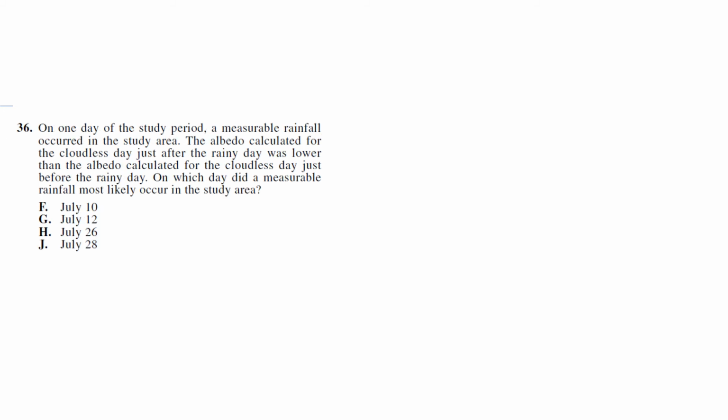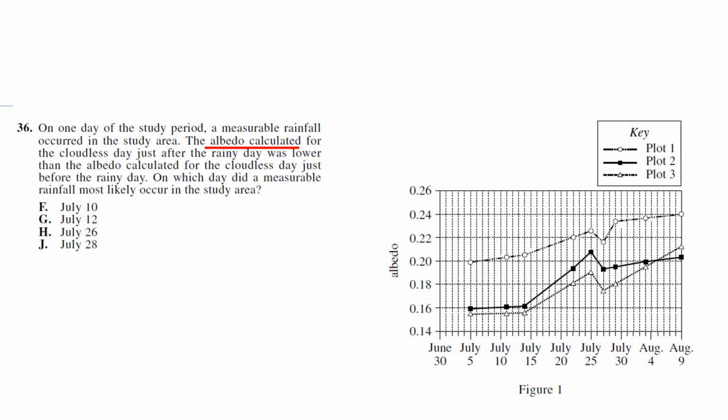On one day of the study period, a measurable rainfall occurred in the study area. The albedo calculated for the cloudless day just after the rainy day was lower than the albedo calculated for the cloudless day just before. So let's find the chart that uses albedo, and that's figure 1. So before is bigger, after is smaller. On which day did a measurable rainfall occur?